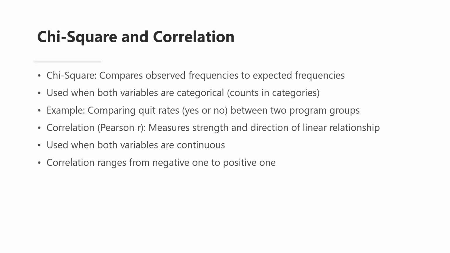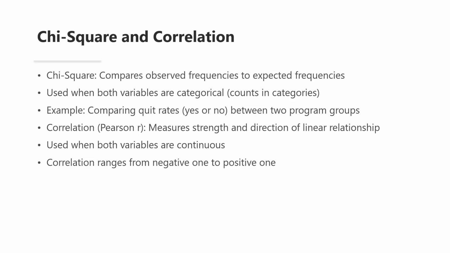Here is a simple rule that is going to save you time on the exam. If your outcome is measured in counts or categories such as yes versus no, pass versus fail, or low risk versus moderate risk versus high risk, use chi-square. If your outcome is measured on a continuous scale such as test scores, blood pressure, or weight, use a t-test or ANOVA.